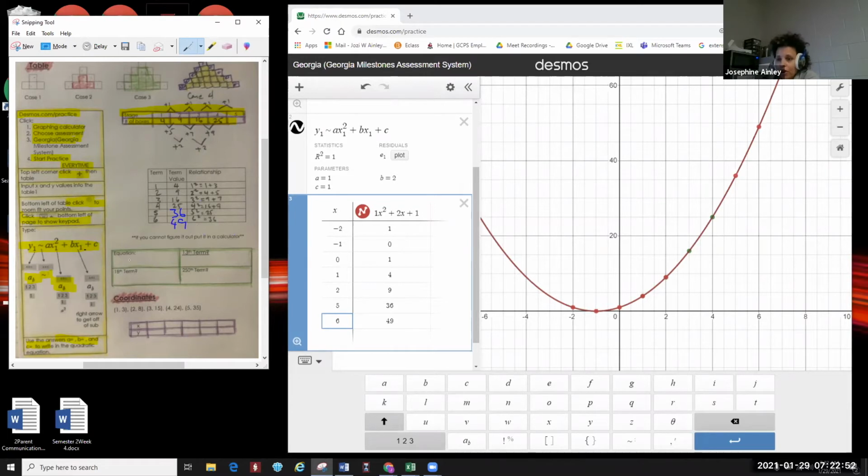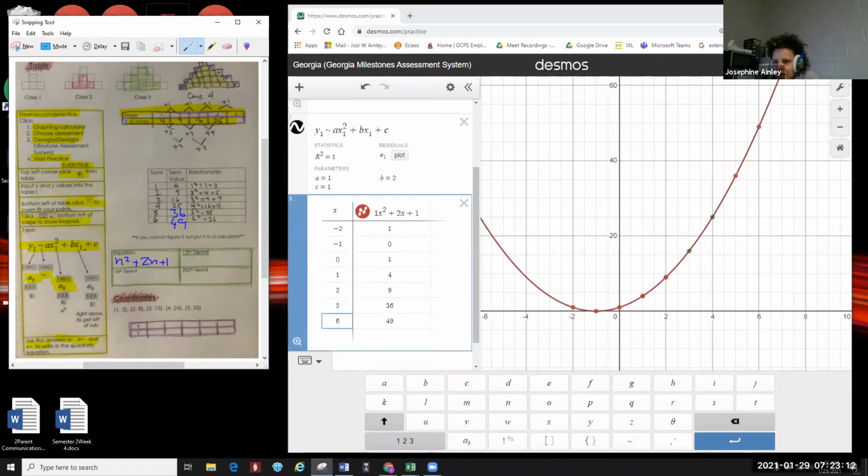All right, go ahead and write in my equation. So my equation is, and because this is in nth terms, when I write it instead of x, I'm going to write n. So it's n squared plus 2n plus 1. Okay, so that's my equation that's going to work every time.